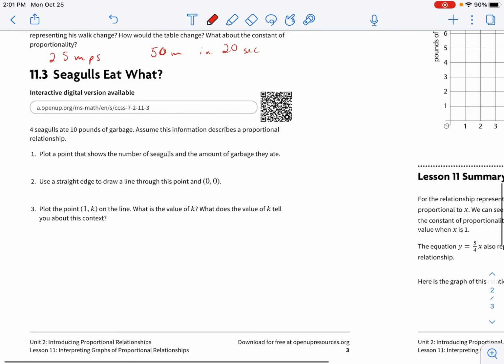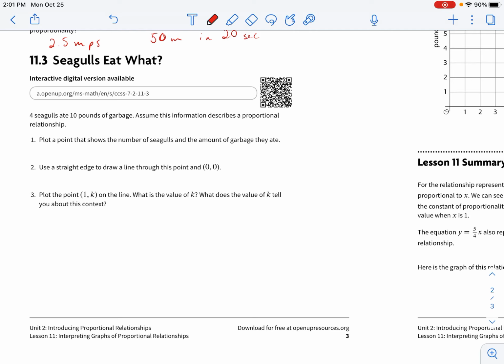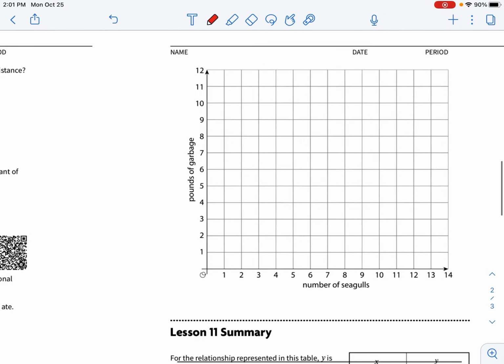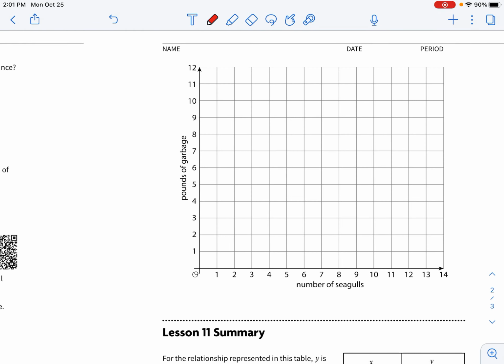All right, next problem, it says seagulls eat what? So 4 seagulls ate 10 pounds of garbage. Assume this information describes a proportional relationship. Okay, so we know it's proportional. So it says plot the points that show the number of seagulls and the amount of garbage they ate. Okay, use a straight edge to draw a line through this point and 0, 0. Okay, because remember, a graph that is proportional is a straight line and passes through the origin.